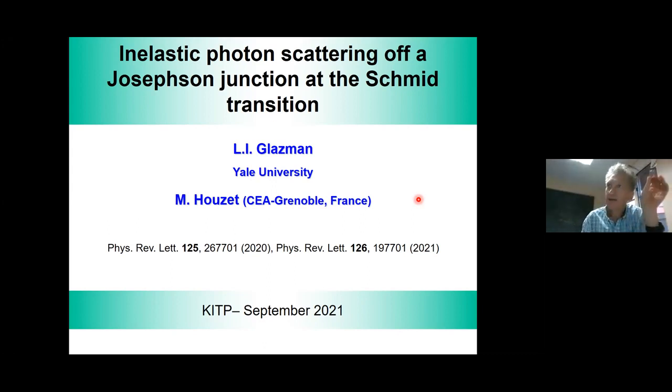I'll talk about the fluorescence of a small Josephson junction and a possible relation to the so-called Schmid transition. I'll remind you what it is. It's a theory work that we did, mostly long distance during the shutdowns, and there is also a combination of this experiment, which was inspired by our theory to some extent.